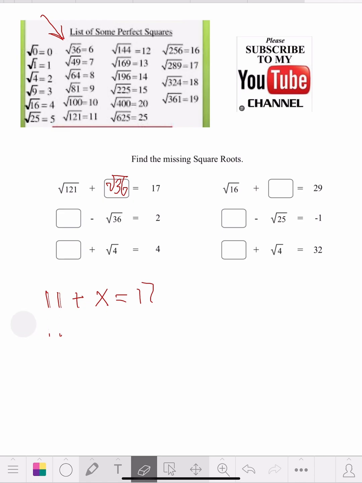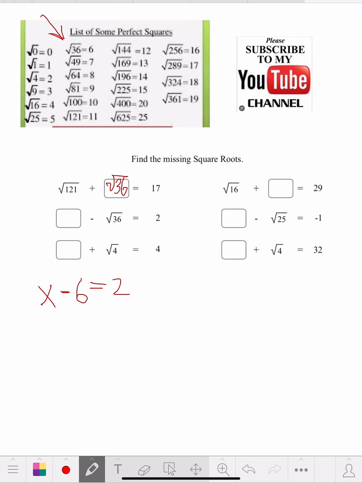I'm going to just erase this. Get my pen going again. So now we have x minus the square root of 36. We already know it's 6. 6 equals 2. We want to get x by itself. It's a minus 6.